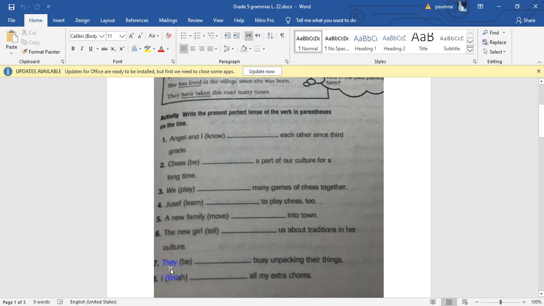And then number 7, they be busy unpacking their things. So they is plural, so it will be they have been busy unpacking their things. Number 8, the last exercise. I finish all my extra chores. So I takes have. So have finish, it's regular, so we are going to add to it just ed. So it will be have finished. Have finished. Then turn the page and let's look together to page 320.